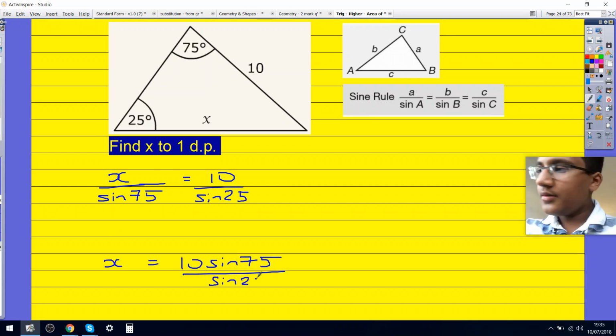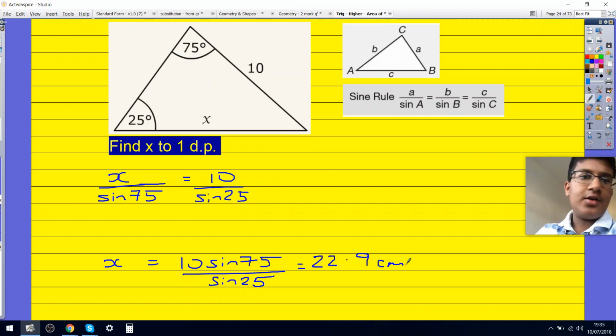We get 22 point something. Does it say 1 dp? So 22.9. Doesn't say centimeters, just units, whatever it is. 22.9. Got it. Okay, how do you do this one?